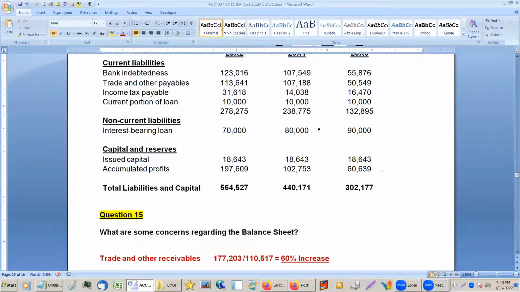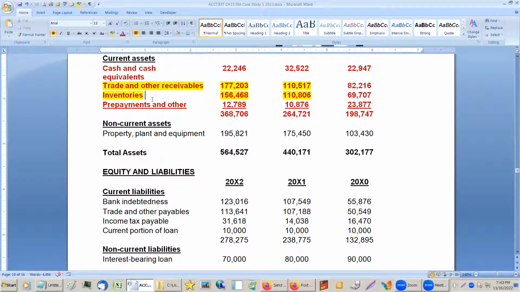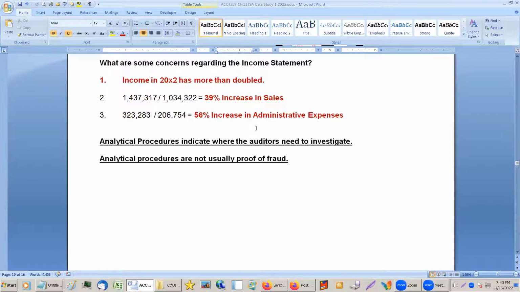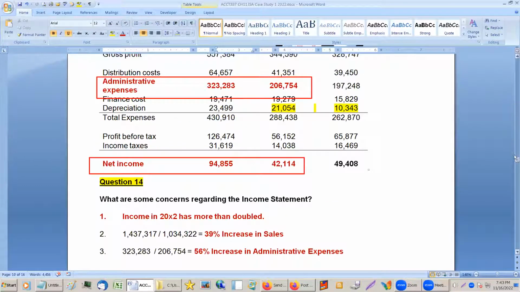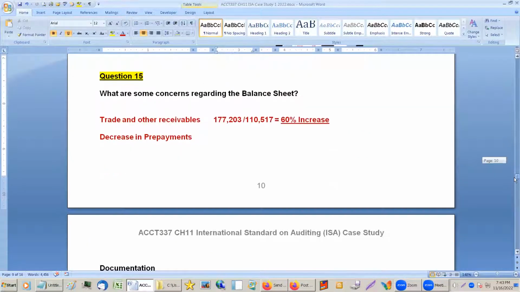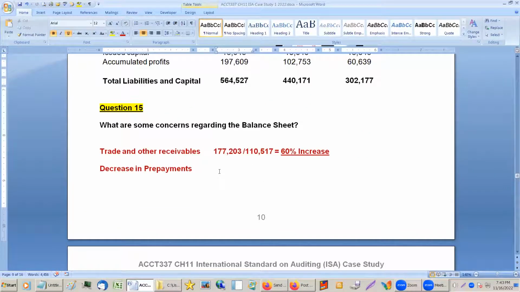And this is especially odd. The decrease in the prepayments is especially odd since the sales have really jumped up. The sales have increased by 40%. A plausible relationship would be that those prepayments would jump up by 40%. So that's a really odd one.